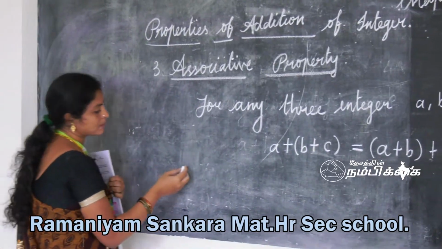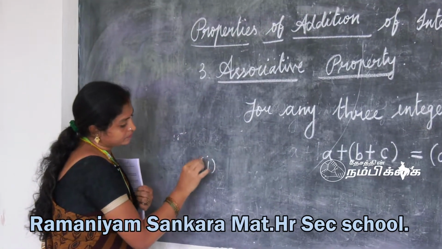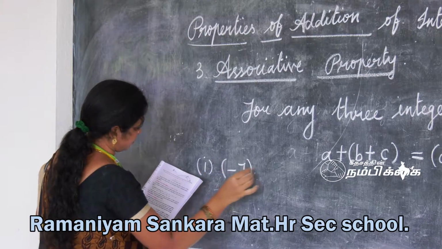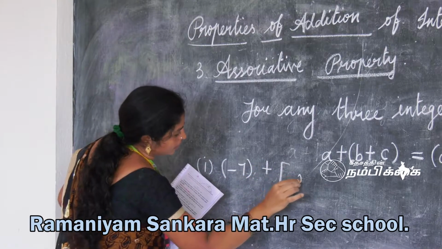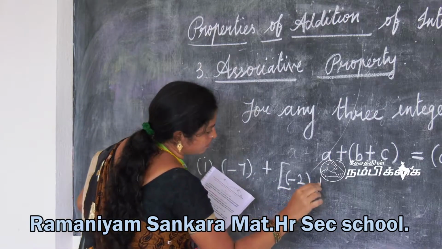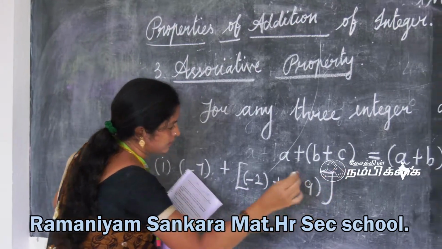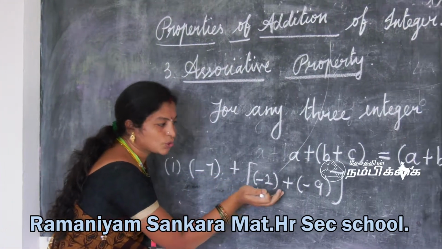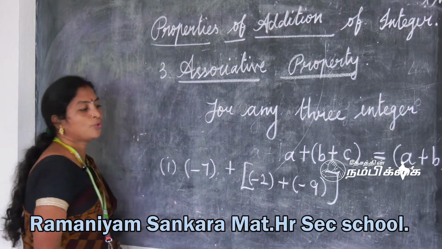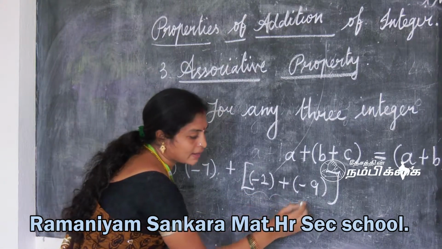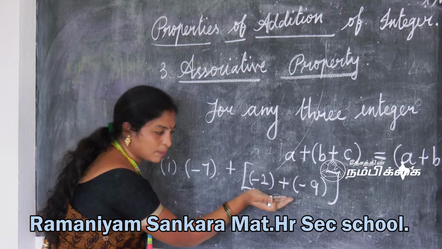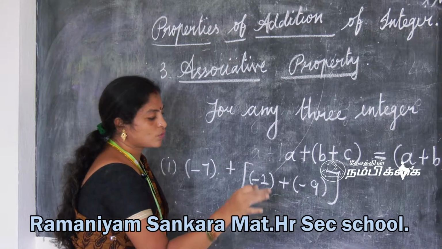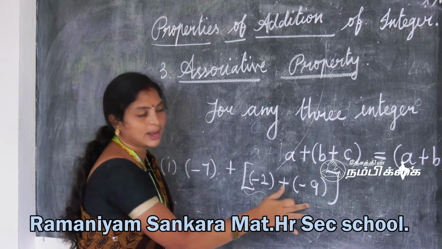See, we can see one example for this associative property. Minus 7 plus minus 2 plus minus 9. See, listen. Now we have to do the bracket that they have given. Here they have given a plus symbol, but both numbers are negative integers. So, we have to add those negative integers and put a negative sign.